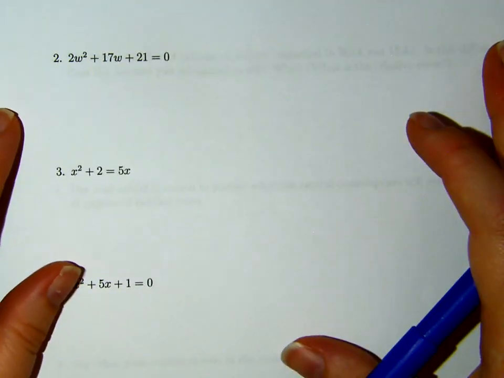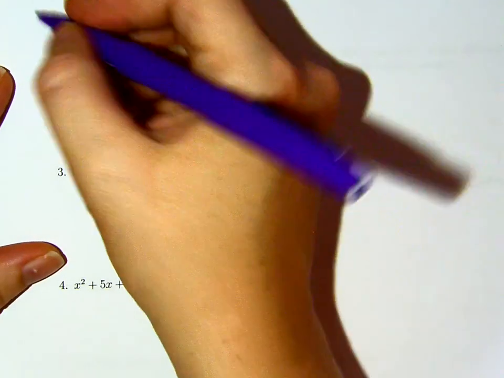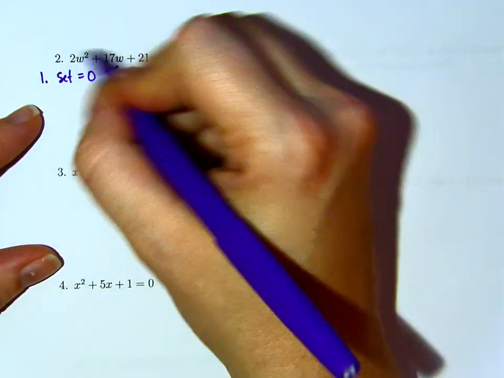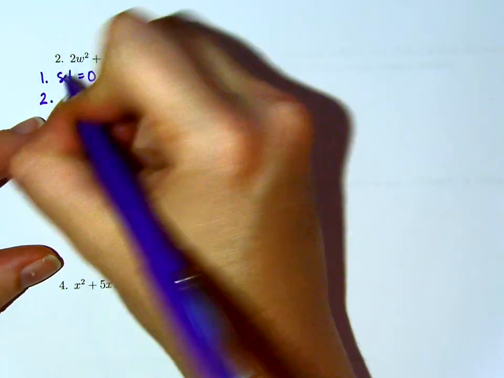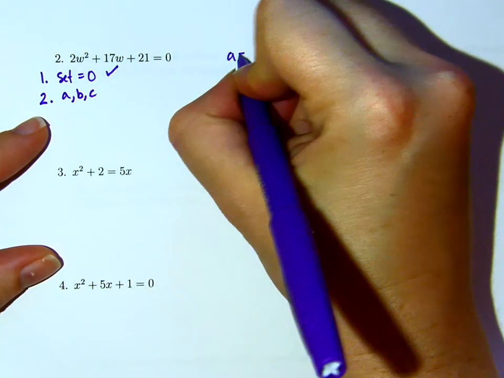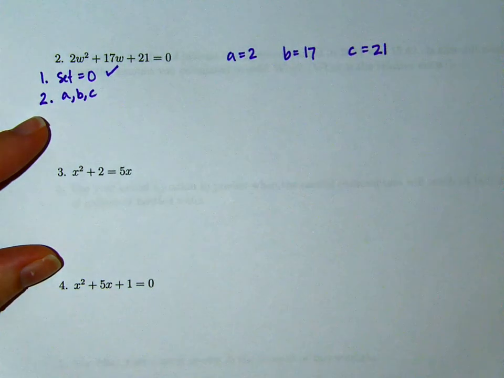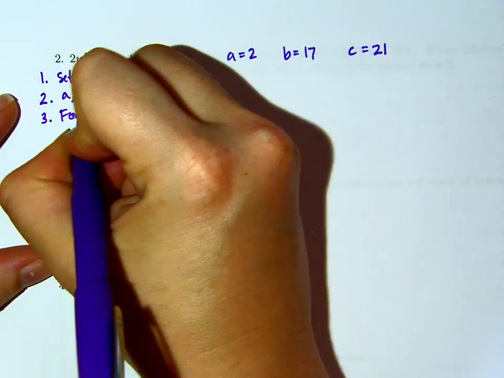Okay, let's do it again. So, step 1, set to 0. Okay, step 1, set equal to 0. Check. I feel like we did this problem too. That's okay, we factored it. Step 2, a, b, c. a equals 2, b equals 17, c equals 21. Check. 3, formula.